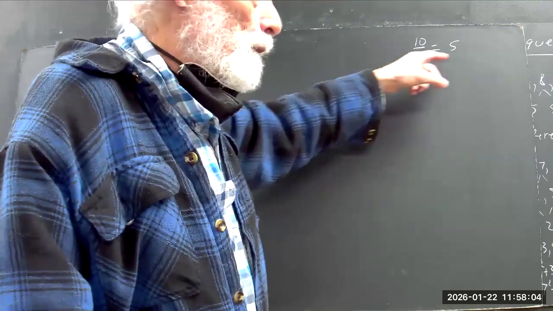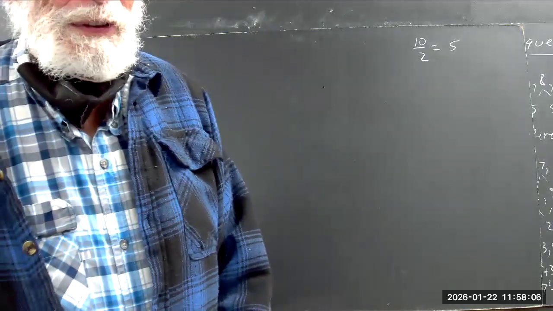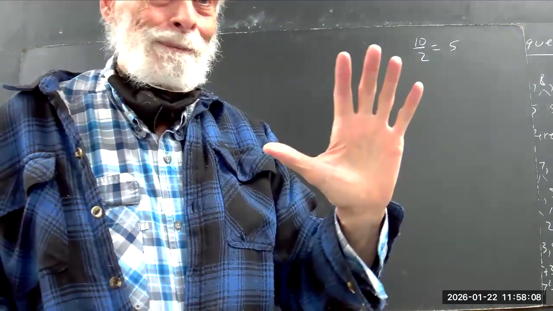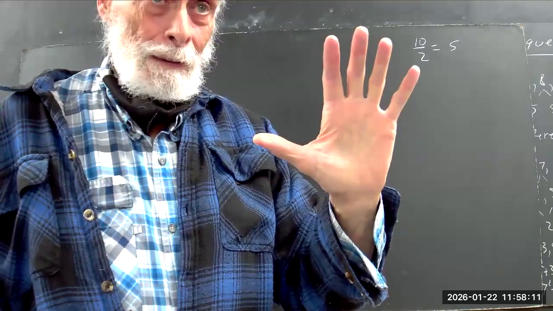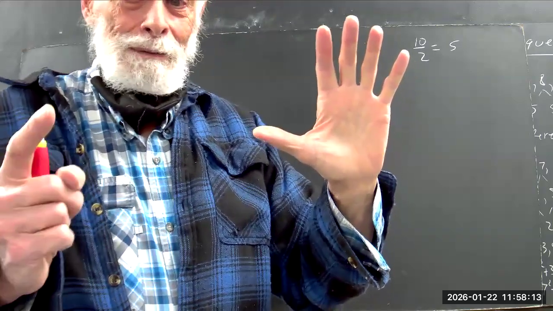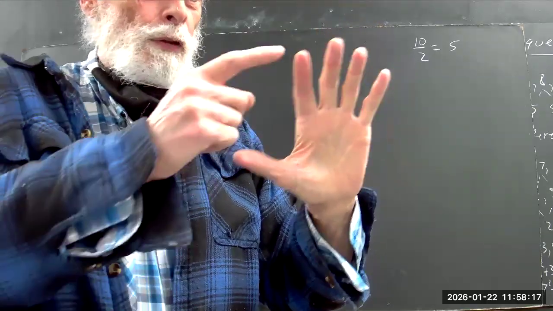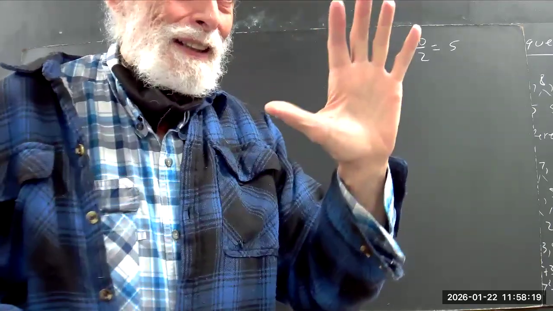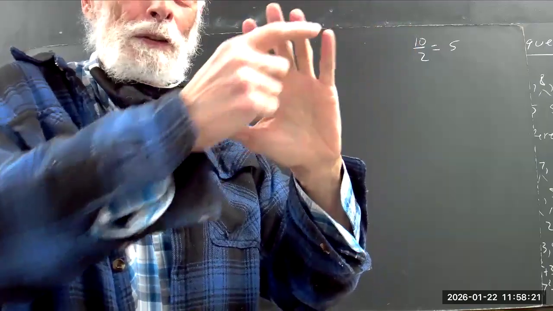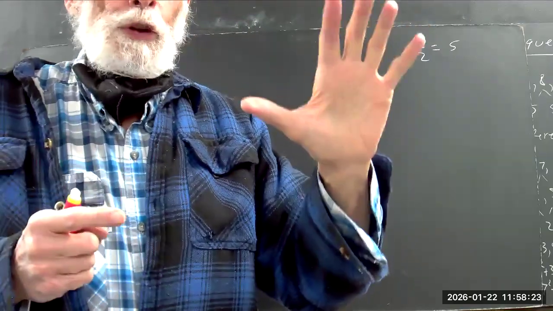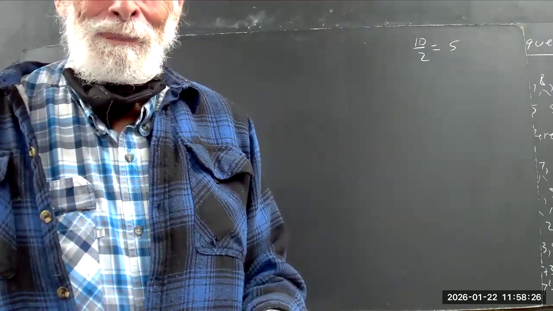reason 10 divided by 2 is 5 is this: I'm holding up my left hand, and I'm going to use my right index finger and count 2, 4, 6, 8, 10. And I counted every one of my 5 fingers. It means that there are 5 2s in 10. Okay?